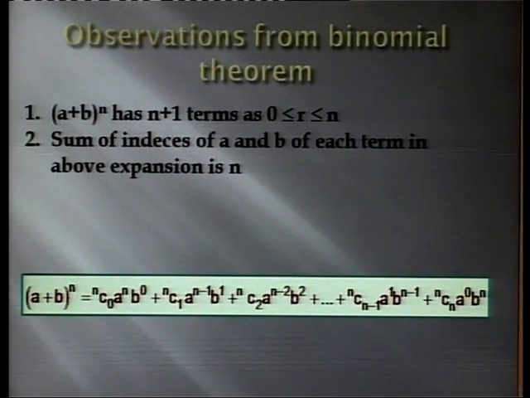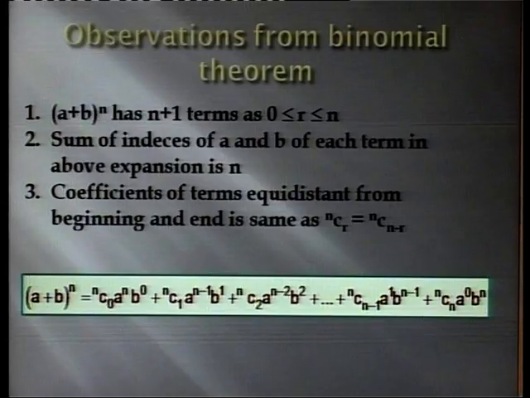So, this is n plus 1 terms, the expression a plus b power n, and everywhere a raised to power n, b raised to power 0. So, the sum of the powers, that is n plus 0, is n. In second case it is n minus 1 plus 1, which is once again n. In third case it is n minus 2 plus 2, which is once again n. So, you can conclude that the sum of indices of a and b of each term in this expansion is nothing but n, which is the index of a plus b, that is a plus b raised to power n.